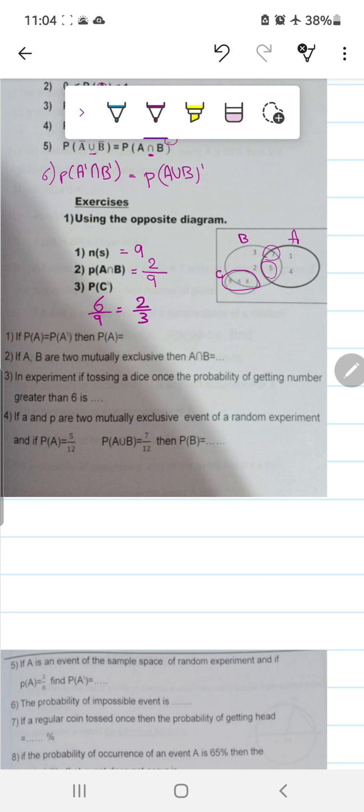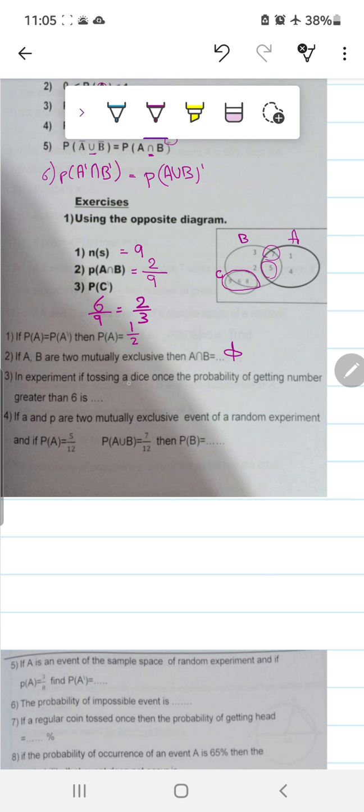another example. Here number 1, the probability of A equals probability of A complement. So here we have A and A complement equal 1, equals 100%. Here they are equal, so we give half to the probability of A and the other half to the probability of A complement. So the probability of A equals half, and also the probability of A complement equals half. If A and B are two mutually exclusive events, so A intersection B equals what? Equals phi.